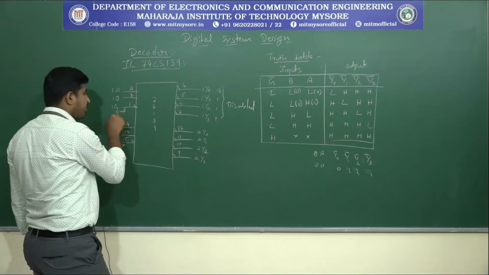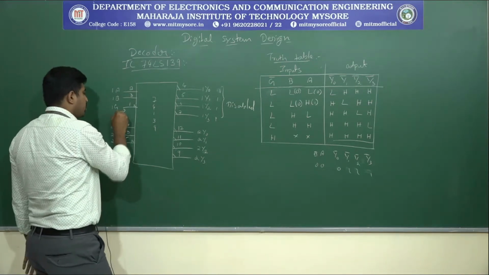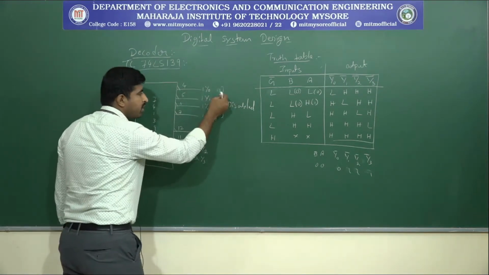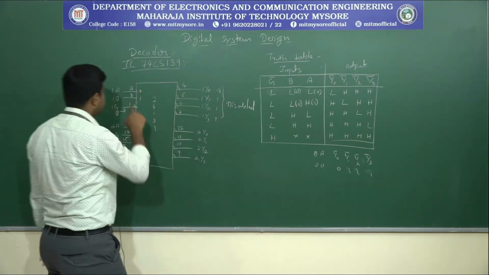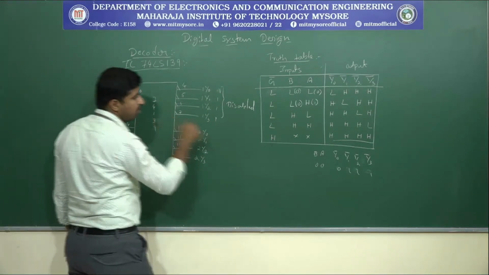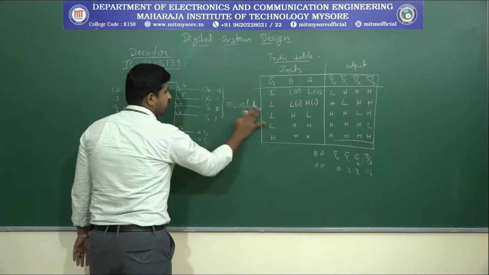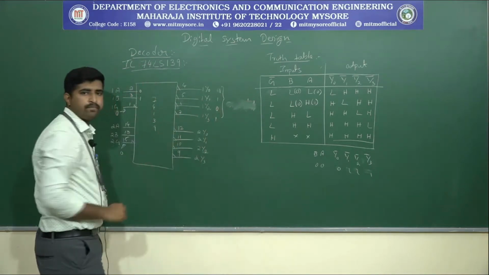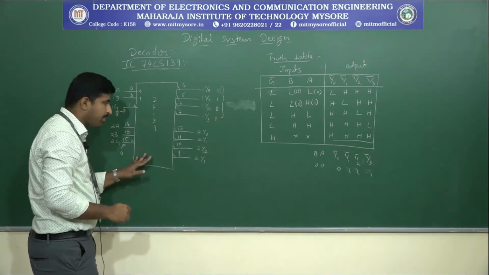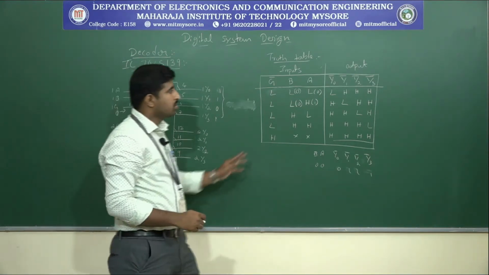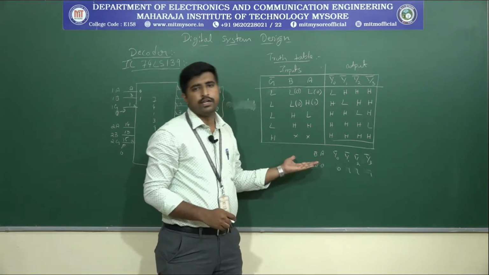So when you give a logic 1 it is disabled, but when you give a logic 0, according to the combinations you give, the corresponding output will be on. For example, this is 0 1, that is 1 0, and 1 0 means y2 will be 0. So this is the one that is activated. The same thing can be applied to the other section, because it is a dual 2:4 decoder. So this is the truth table of the decoder.